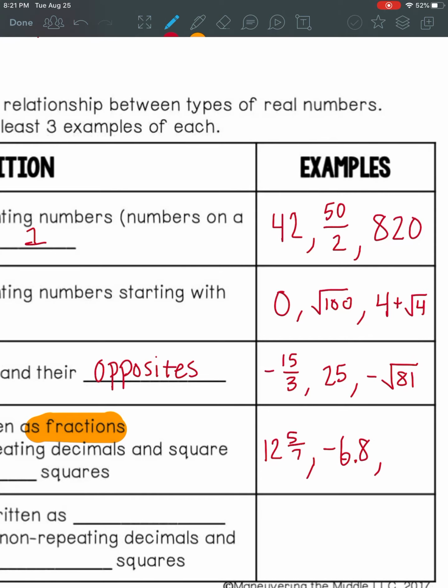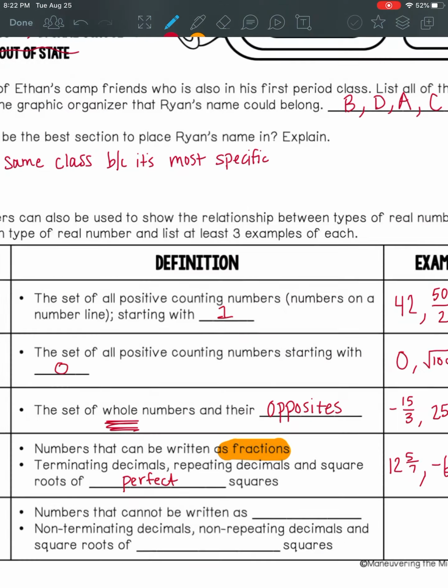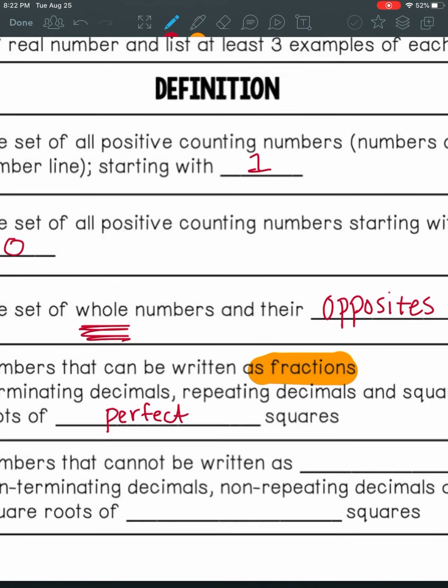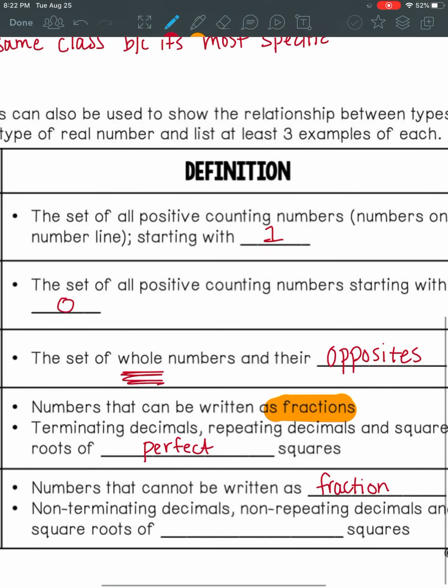Negative 6.8 is a rational number. It terminates. It can be written as a fraction. And then let's give you a repeating decimal, 5.3 repeating. Could be written as a fraction, so it's rational. Okay, irrational is just the opposite definition then. Numbers that cannot be written as fractions.